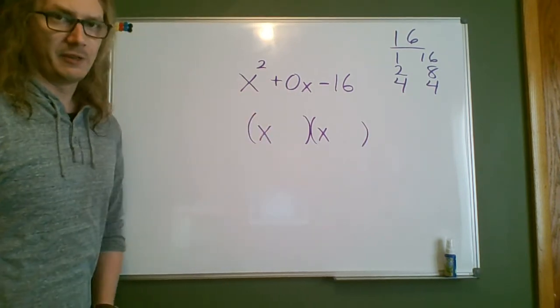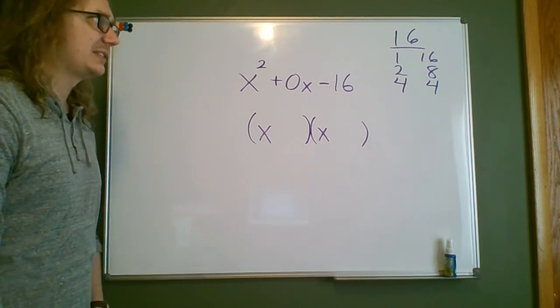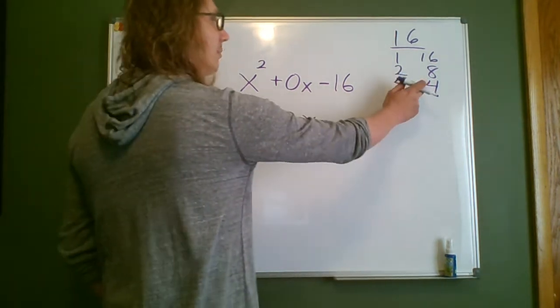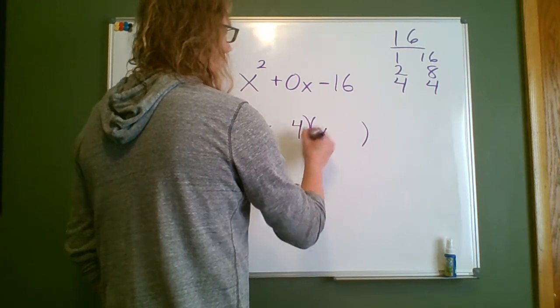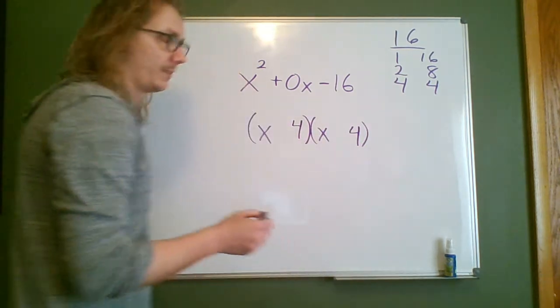Well, 1 and 16 can only give me 15 or 17. 2 and 8 can only give me 6 or 10. But 4 and 4, 4 minus 4 is 0. So I'm going to want 4 minus 4.